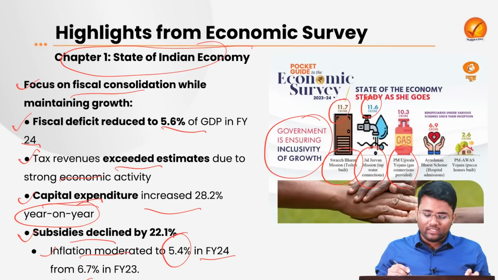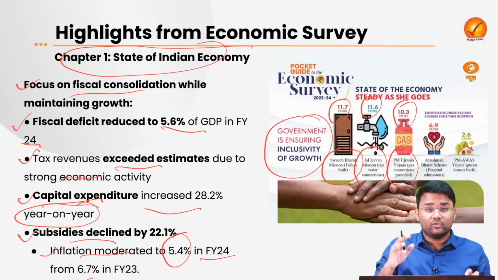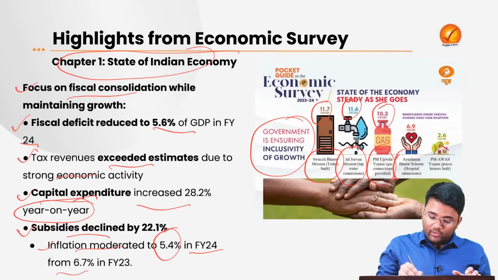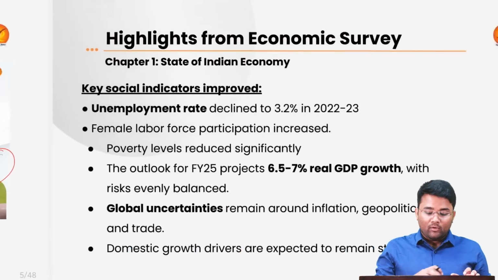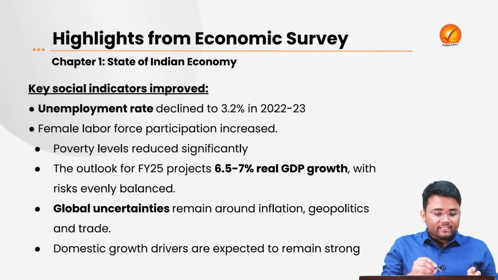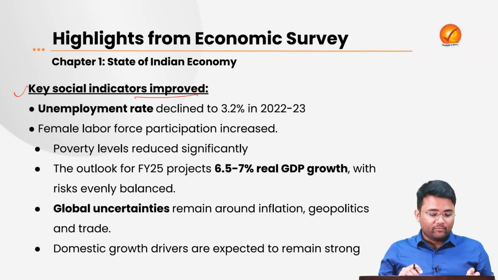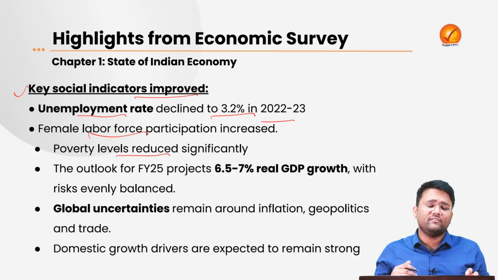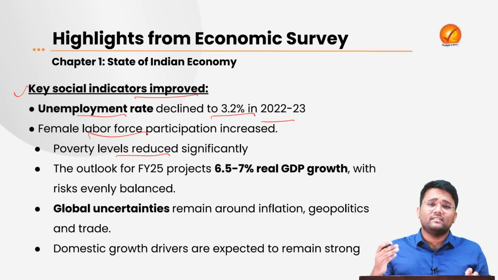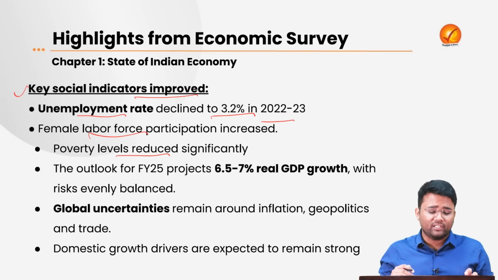Then the PM Ujjwala Yojana gas connection has been provided to almost 10.3 crore people, which is leading to more women empowerment. The Ayushman Bharat scheme and the PM Awas Yojana have also been some of the major popular schemes of the government of India. The key social indicators have also seen some improvement. For example, the unemployment rate has declined to 3.2% in 22-23. Female labor force participation has increased. The poverty level has reduced significantly. The multi-dimensional poverty index released by Niti Aayog also shows that the head count ratio has decreased to a significant level.